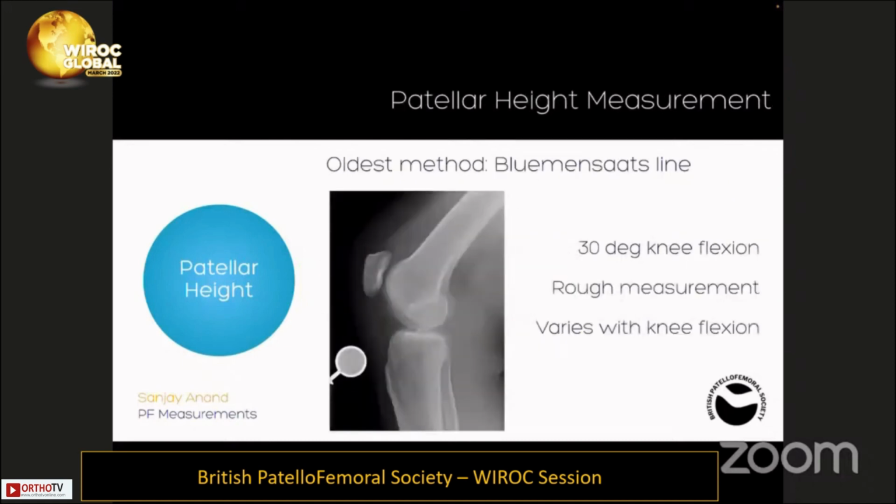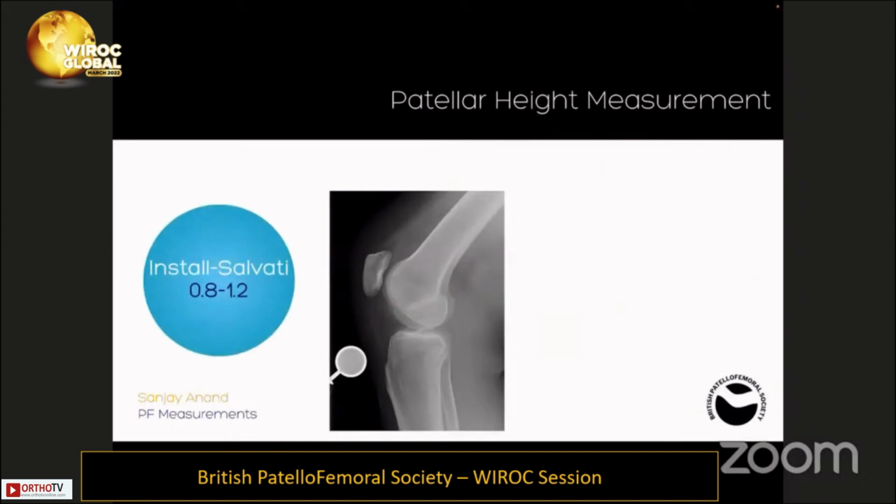The oldest method is using Blumensaat's line, so it's taken at 30 degrees of knee flexion. You've got to be careful not to flex it too much because the patella will start to articulate down the femur. And it's only a rough measurement, but you draw a line along Blumensaat's line, and you want to be seeing how far above the line that the patella sits.